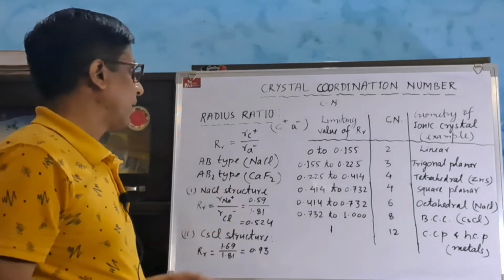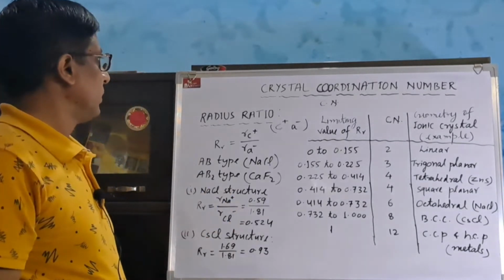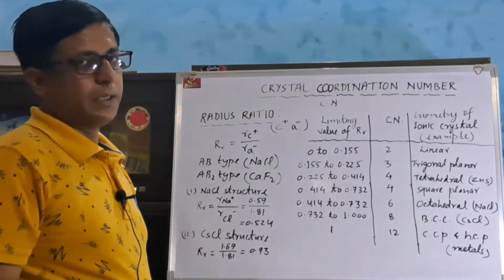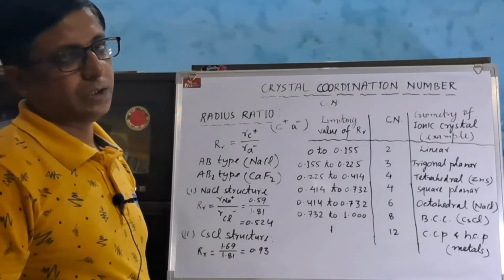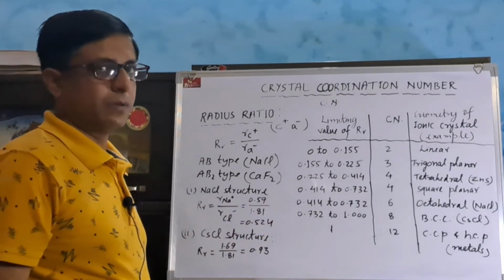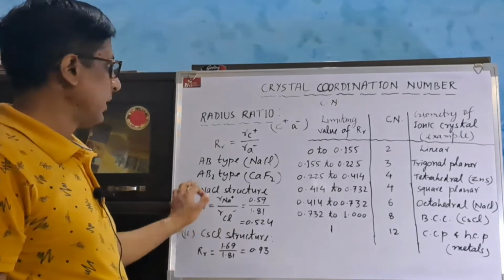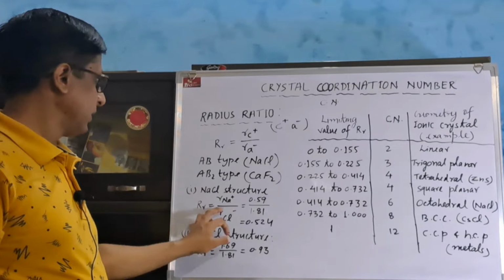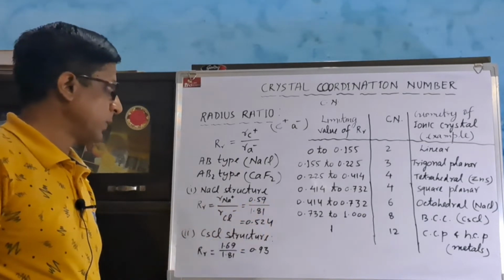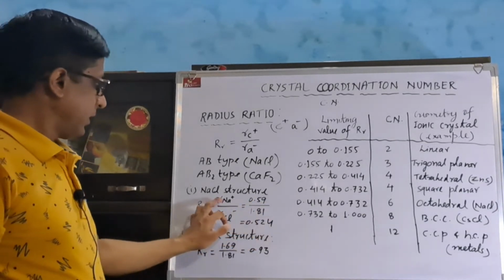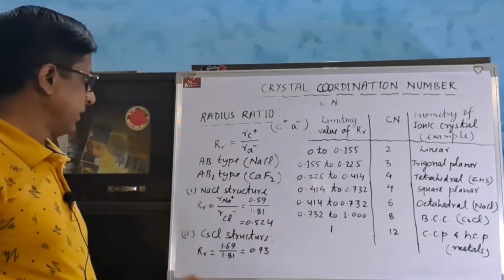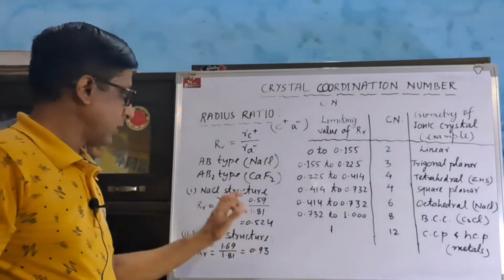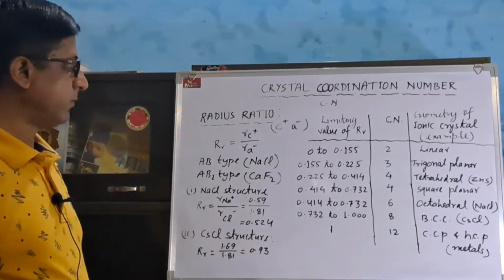Now, how can we apply this limiting radius ratio rule to determine the coordination number and geometry of an ionic crystal? Let us take one example. The first example is the sodium chloride structure. In the case of sodium chloride, the radius ratio is 0.51 upon 1.81. The radius of the sodium ion is 0.51 and of the chloride ion is 1.81. The radius ratio comes out to be 0.524.